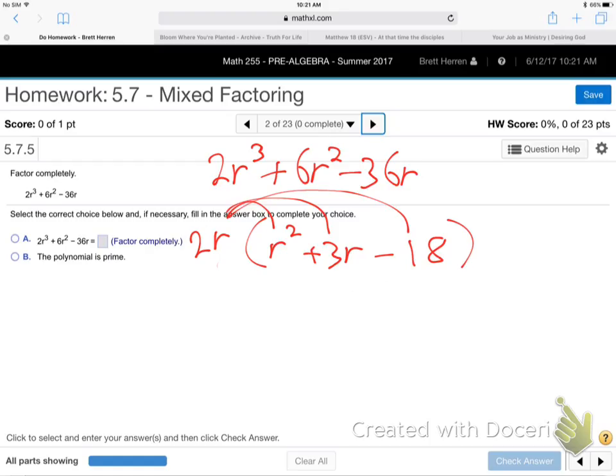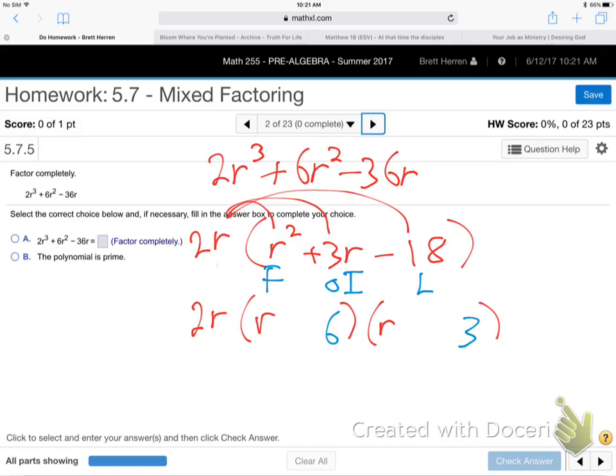Good to there? Now, do the 2 parentheses. Leave that 2R in the front, okay. R and R in the front. We're thinking about FOIL. Okay. Last times last to be 18. What times what's 18? 6 and 3, or 3 and 6.